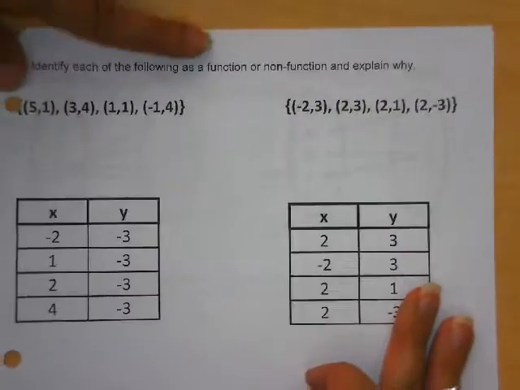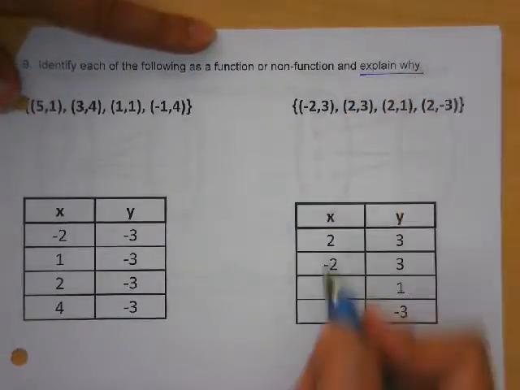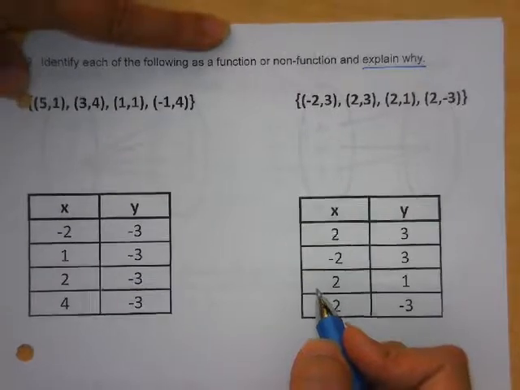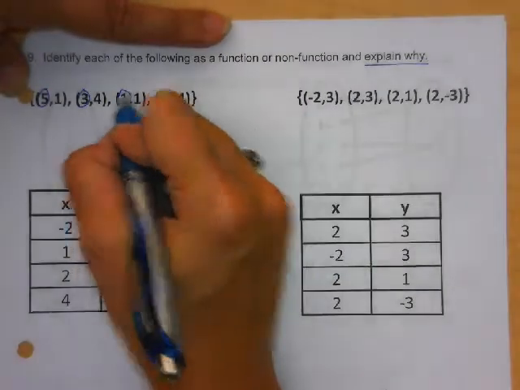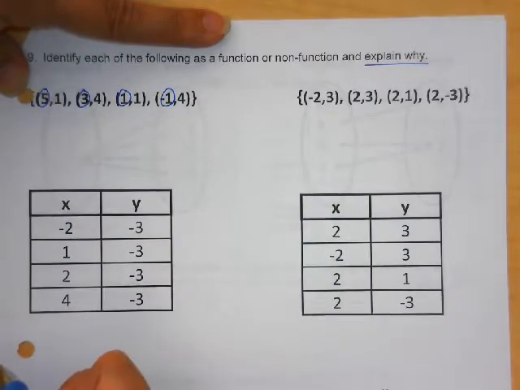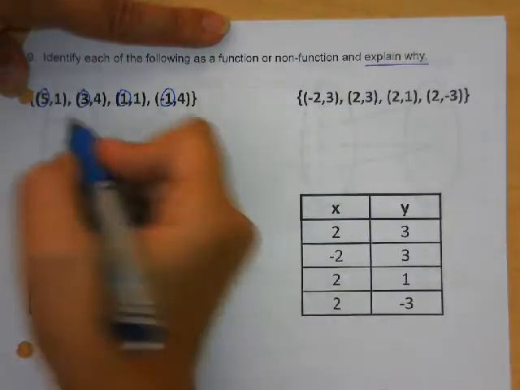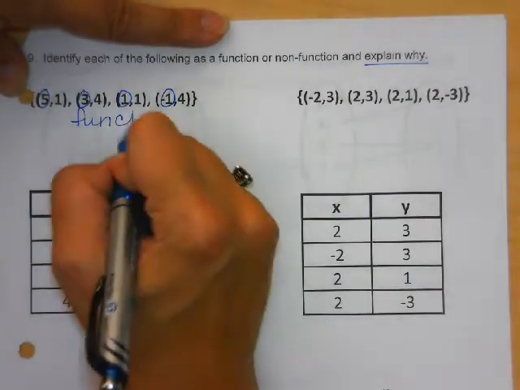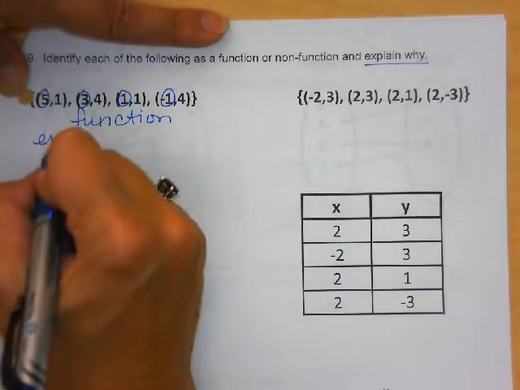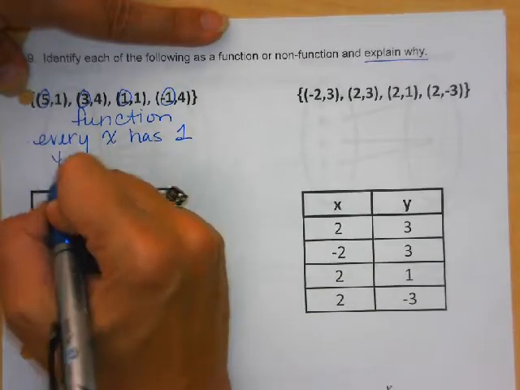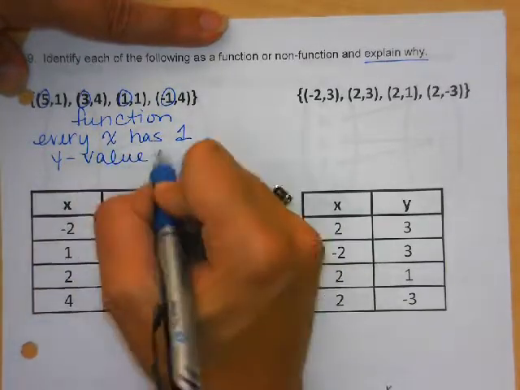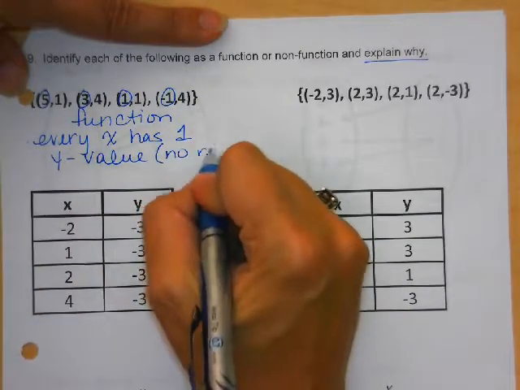Identify each as a function or a non-function and explain. So remember, we only have 2 reasons if it is a function or a non-function. If I look at this one, I have individual x's. I have no repeat x's. So this is a function. We can say every x has 1 y value. Shorthand, no repeat x's.